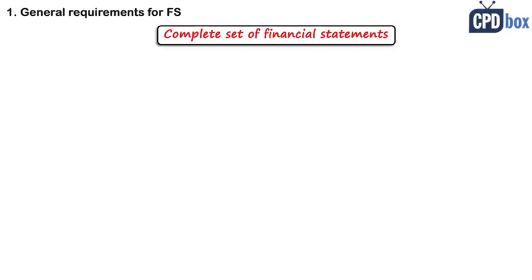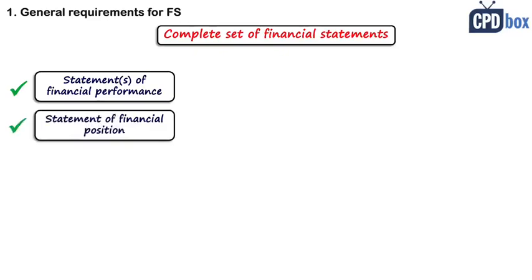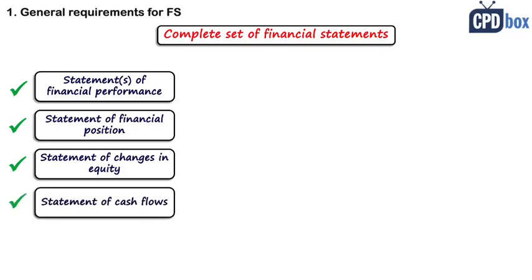To fulfill the main objective of financial statements, a complete set of financial statements comprises a few components. Statement or statements, let me explain this a bit later, of financial performance. Statement of financial position or balance sheet, statement of changes in equity, statement of cash flows, which is further described in IAS 7, and notes.